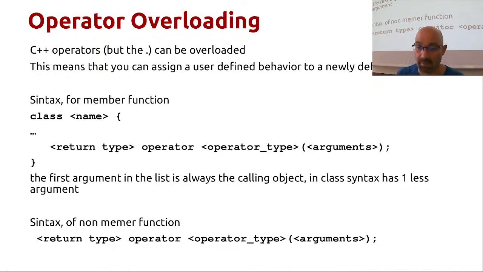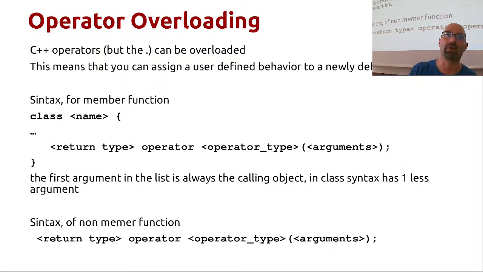There's a keyword operator. To redefine an operator, if you are in a class, you write the return type, because it's a function like any other, then the operator keyword, then the operator type: plus, equals, not equals, any of the operators we have seen before, and then you put in the arguments. Of course, an operator has a fixed number of arguments that has to be compliant with the rest of the syntax.